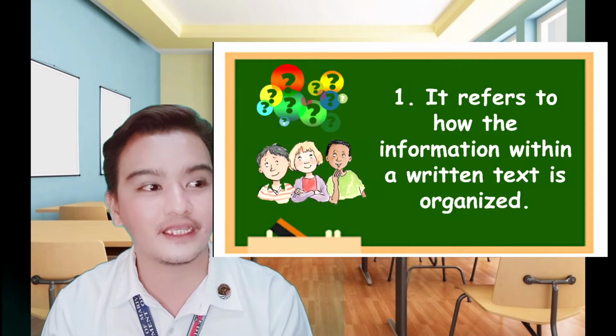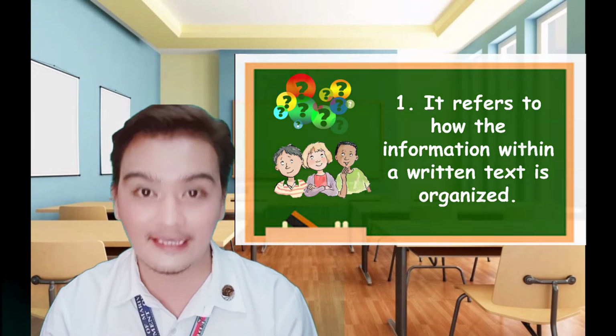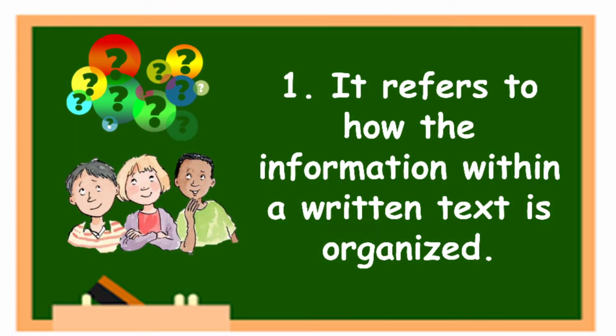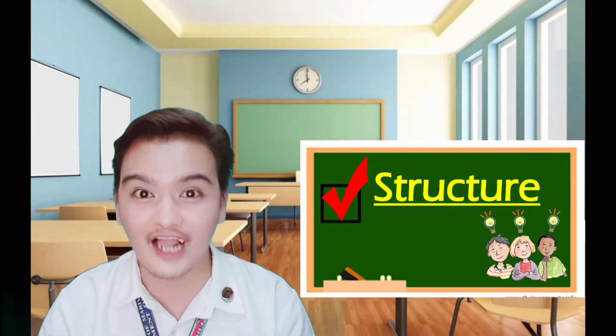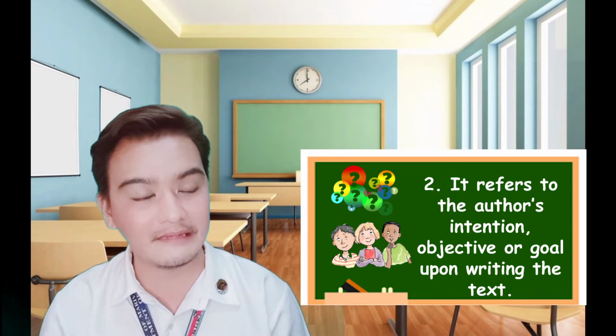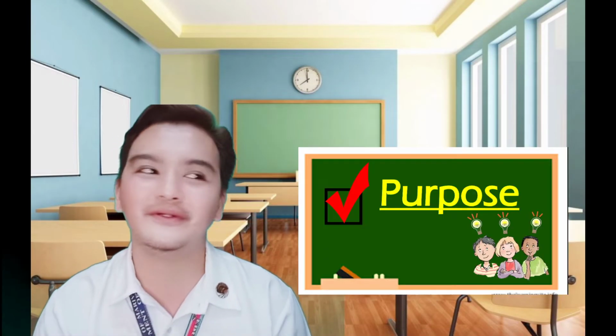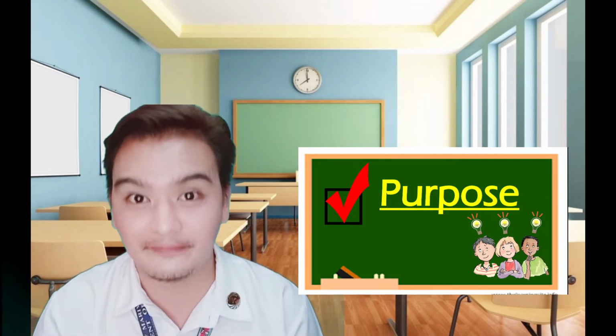Number 1. It refers to how the information within a written text is organized. What do you call that? Correct! So that is structure. Number 2. It refers to the author's intention, objective, or goal upon writing the text. What do you call that? Very good! So that is purpose.